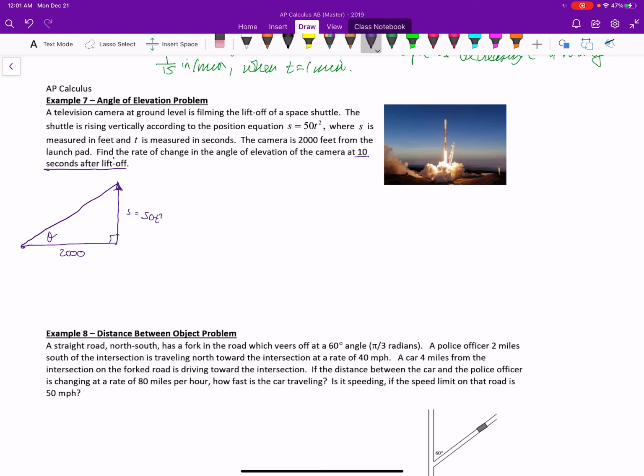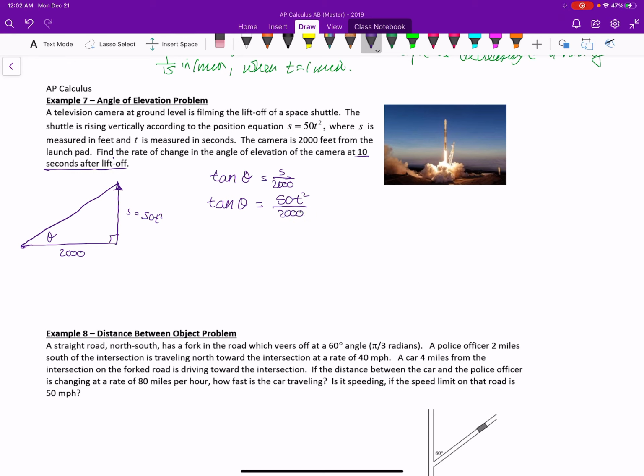So I'm looking at this picture right now. The pieces that I have are an angle and 2 segments in a right triangle. That tells me I'm going to be using trig. So opposite over adjacent is going to be tangent of theta. You could also use cotangent, but you pick the one you're the most familiar with, right? Tangent of theta is equal to s over 2,000. Because the problem's in time, it's asking you for 10 seconds, maybe writing the formula as tangent of theta is equal to 50t squared over 2,000 would make more sense.